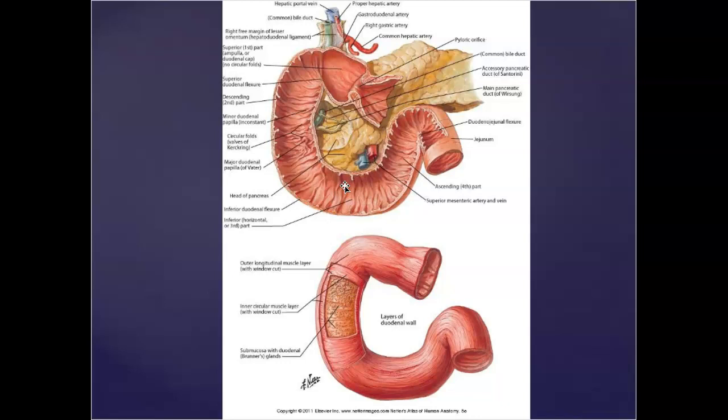So these duodenal glands will help with that as well. The common bile duct, you can see coming down through here, is going to enter into the duodenum from the gallbladder and the liver. Bile will help start emulsifying fats and allow for absorption of those lipids into the small intestine.